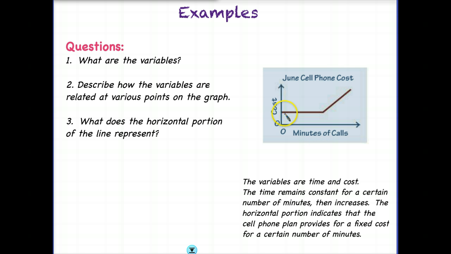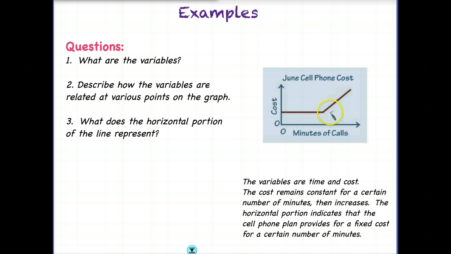Well, the time right here remains constant for a certain number of minutes, or I should say the cost remains constant. This should actually say cost, so let's change that. Okay, so we changed it to cost. The cost right here remains the same. It remains constant, right? Whatever this value is right here, whether it's $2, 20 cents, it remains constant for a certain number of minutes. We don't know how many, but we know that it remains constant for a certain period of time. And then look what happened.